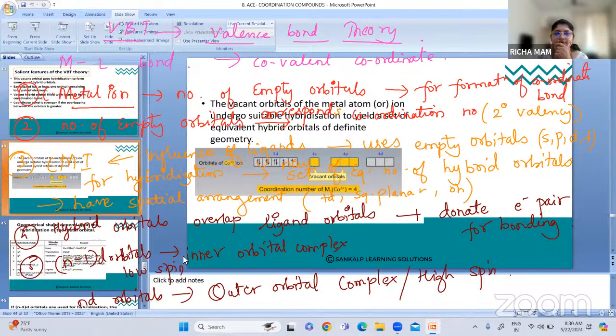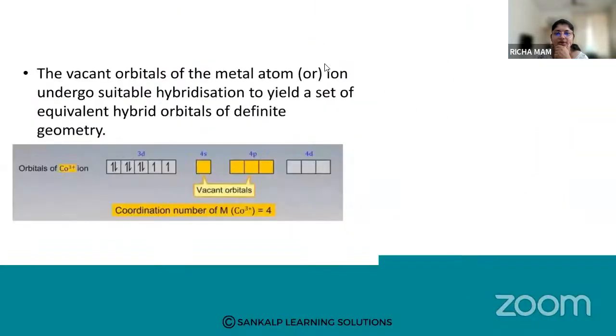Here you can see the valence orbitals which are provided by the cobalt. Now cobalt is 28, right? No, cobalt is not 28. Cobalt is 27. So it is 3d7 4s2.